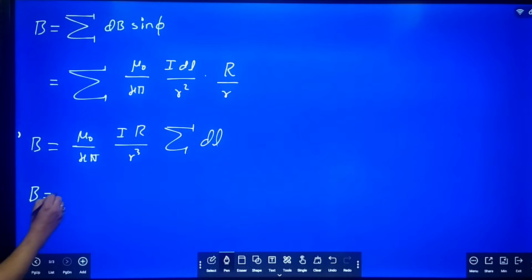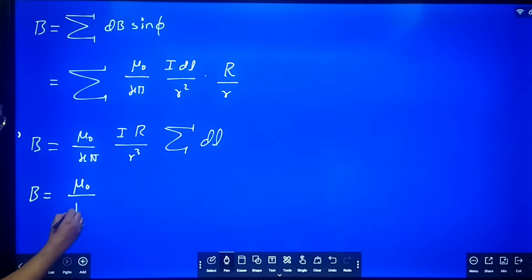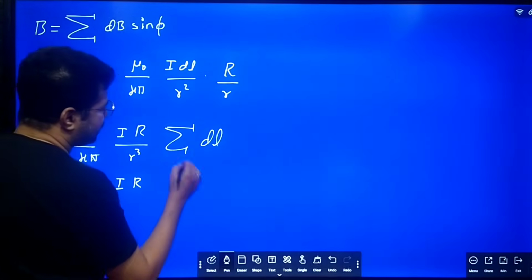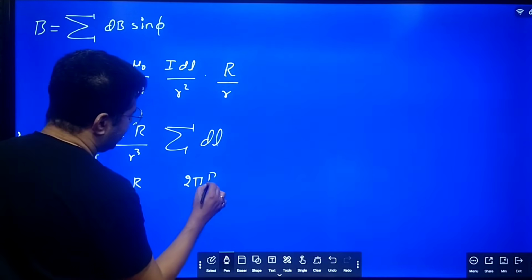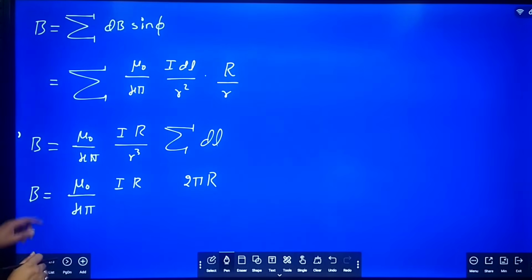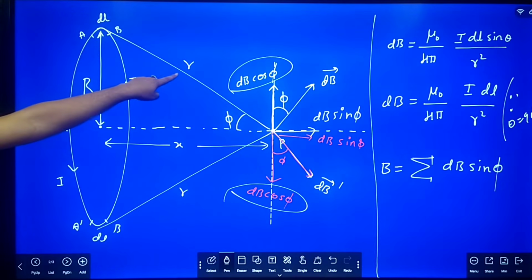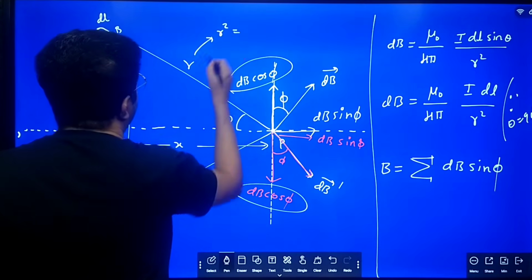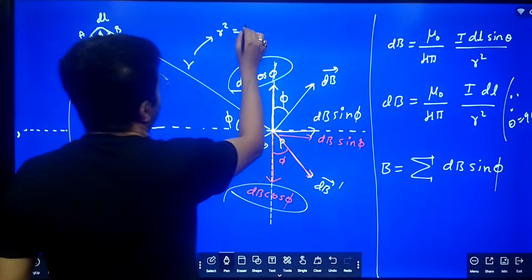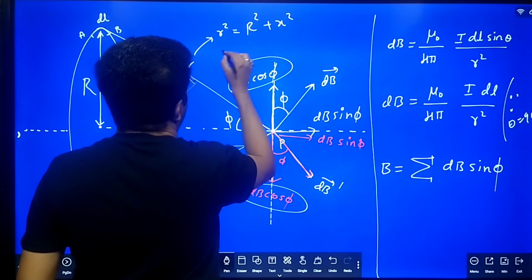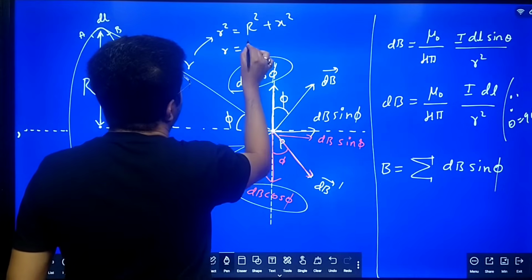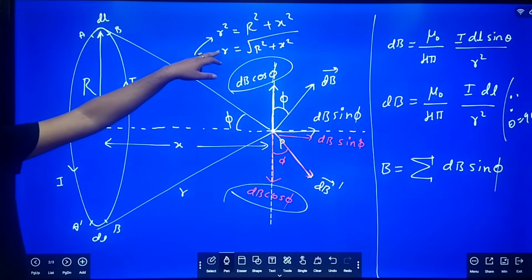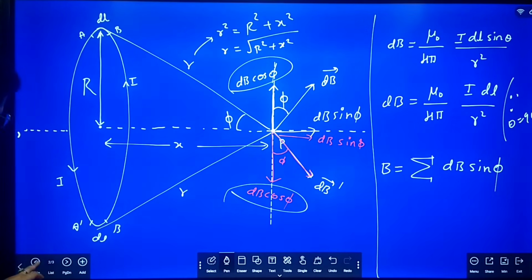So magnetic field is equal to mu naught by 4 pi into I into R into summation of dl. Summation of dl is 2 pi r. Here, what is small letter r in the diagram? Since it is the hypotenuse, I can write r square is equal to R square plus x square, or this r is equal to square root of R square plus x square. So therefore, in the place of r, I will substitute square root of R square plus x square.